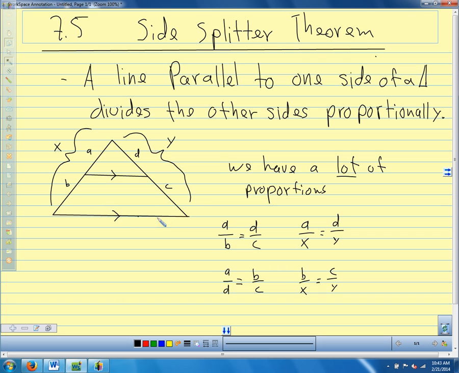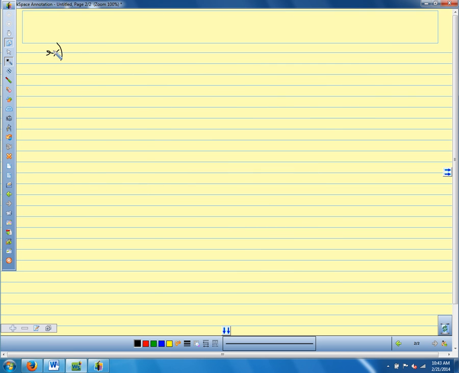All right, questions on how we set up the side splitters? All right, so let's take a look at a few examples using side splitter. Our key technique, the way we're going to solve problems here, is write a proportion. We just need to make sure we're writing the proportion with the right pieces of the triangle. We're comparing the same pieces as we write our proportions. So here's our first example.